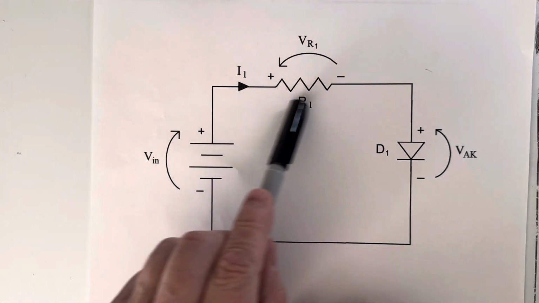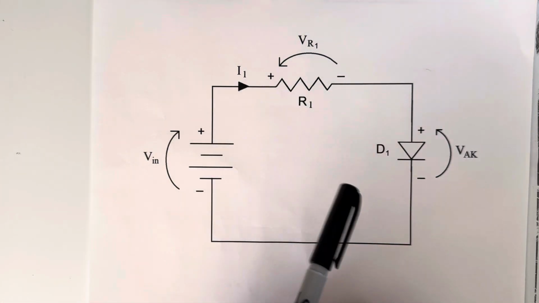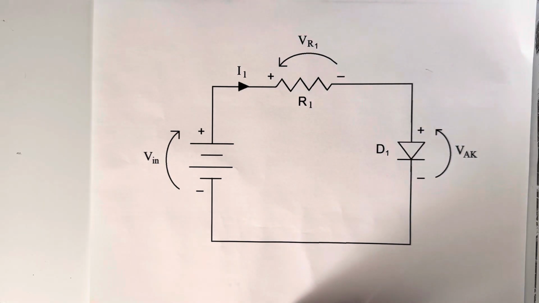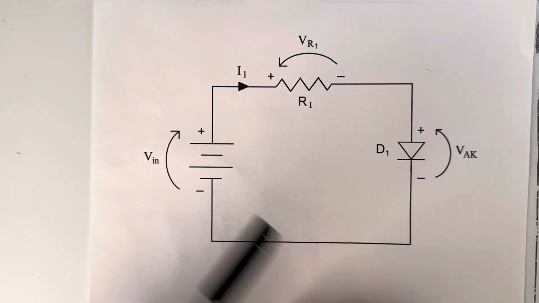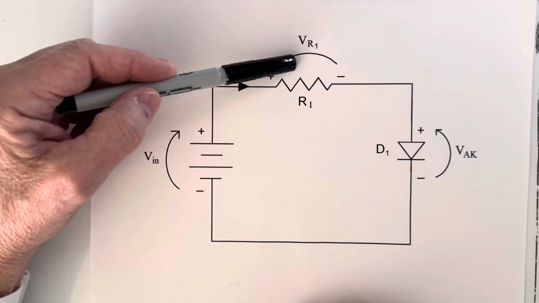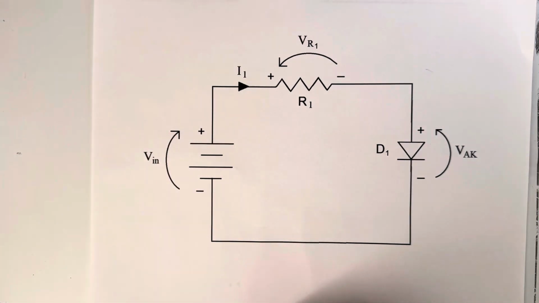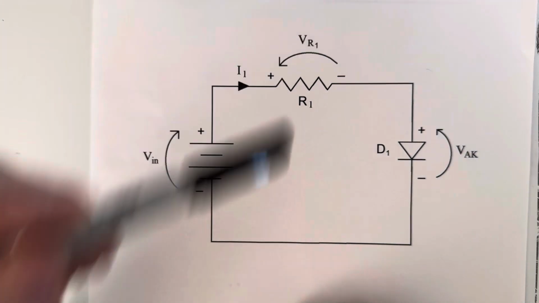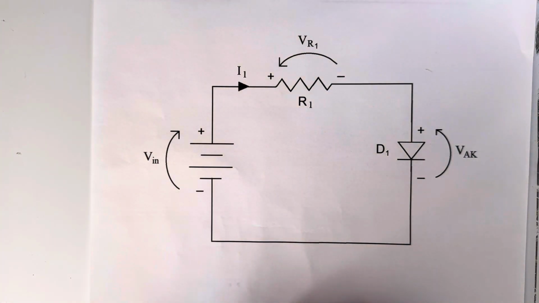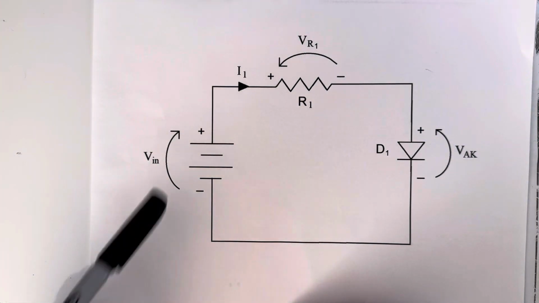Current flow through this circuit is going to cause a voltage drop across the resistor with this polarity. If I put a voltage sensing arrow here, which is just like a voltmeter, the arrow's pointing to the positive end, so V sub R1, the voltage drop across R1, is a positive value.